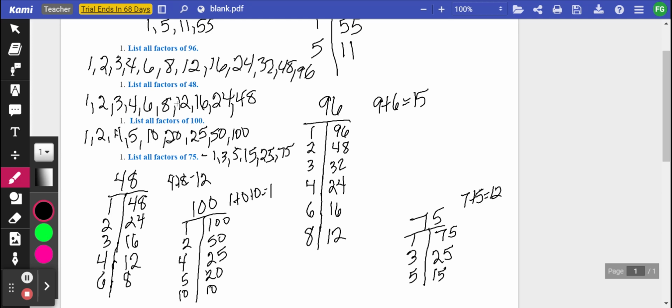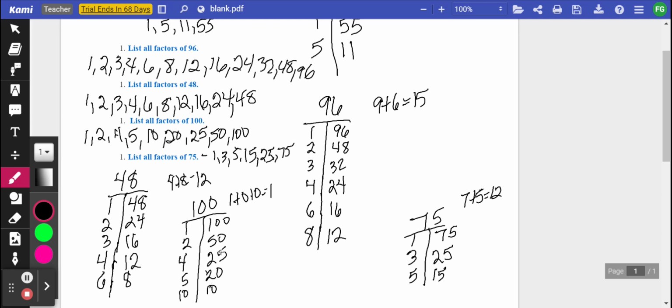All right, the next one was 48. So here is the T-chart listing 48. And they're the exact same tricks every time. So to list 48, we have 1 and 48, 2 and 24, 3 and 16, 4 and 12, and 6 and 8. And for 100, we have 1 and 100, 2 and 50, 4 and 25, 5 and 20, 10 and 10.